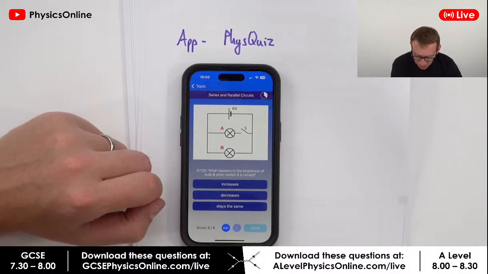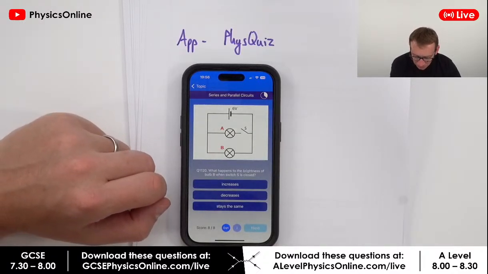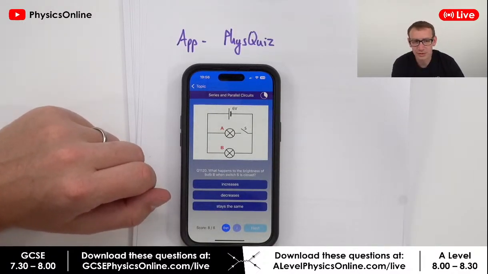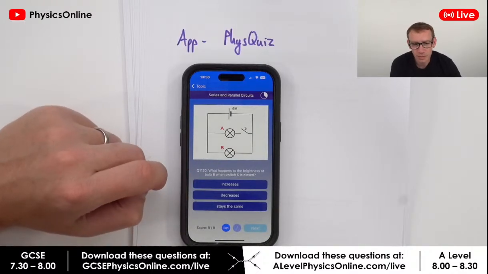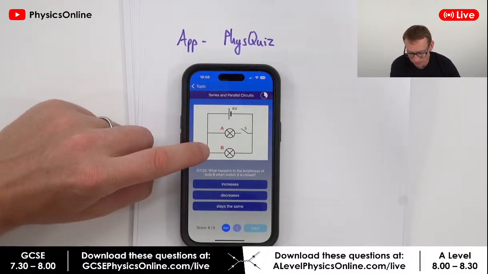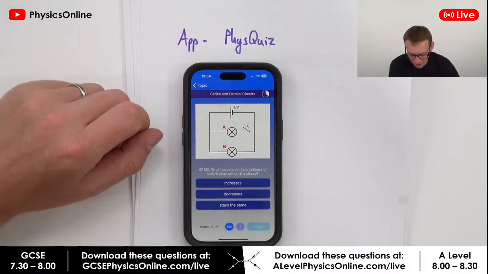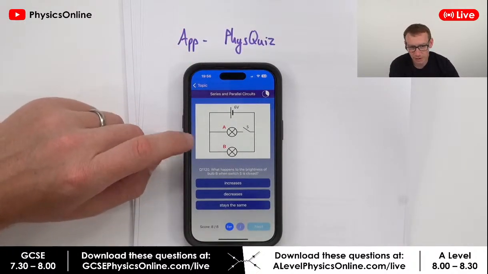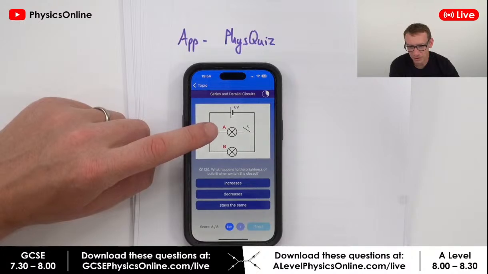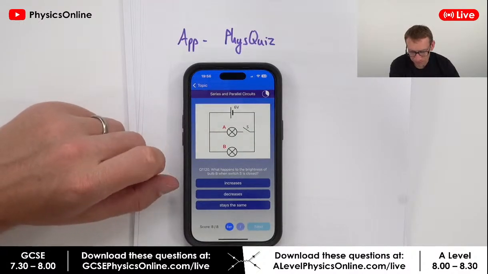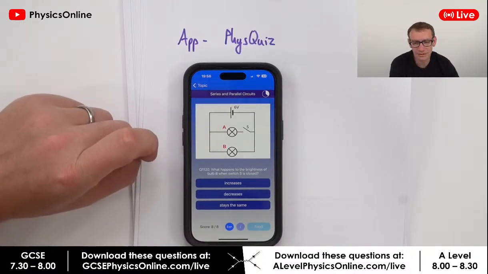What happens to the brightness of the bulb B when switch S is closed? So A, B or C. This is going to be assuming it's an ideal cell. What happens to the brightness of bulb B when the switch is shut? People are saying it stays the same.